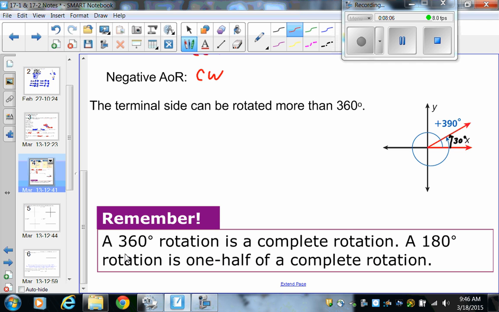So as a reminder, a 360 rotation is a complete rotation, and a 180 degree rotation is just half. So if you were to start on the x-axis and end immediately back on the x-axis, that's 180 degrees.